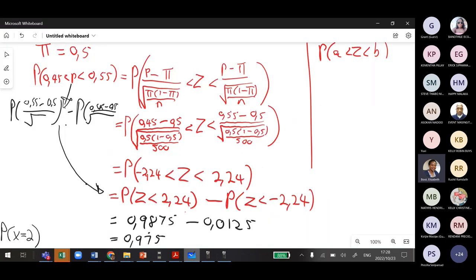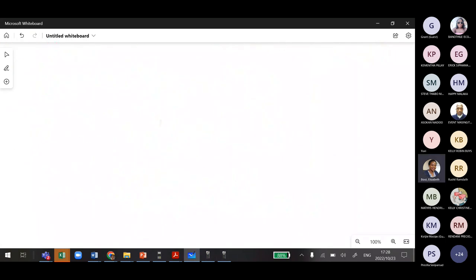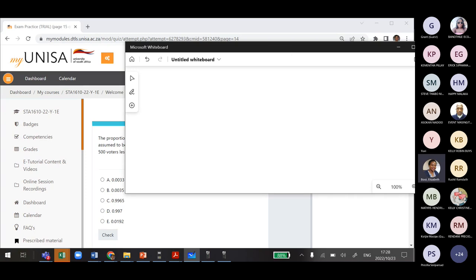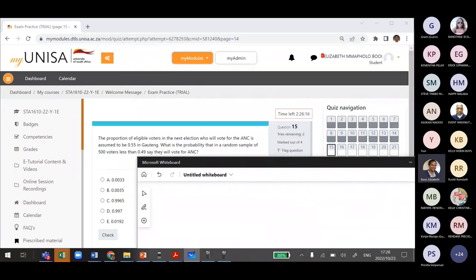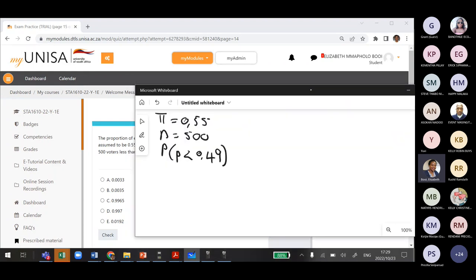So what they are asking you is to find the probability. We know what the population proportion is, 0.55, and our sample size is 500 voters. They want us to find the probability that a random sample, not X, but the proportion, which is P, is less than 0.49. So we need to calculate that.